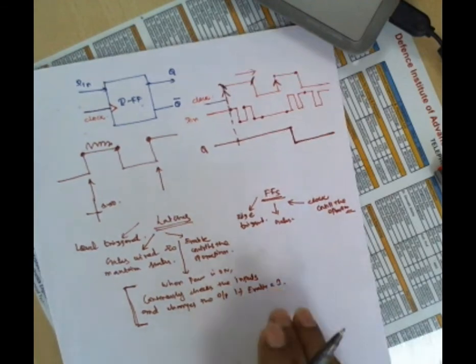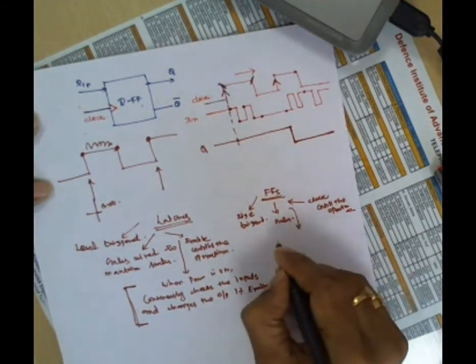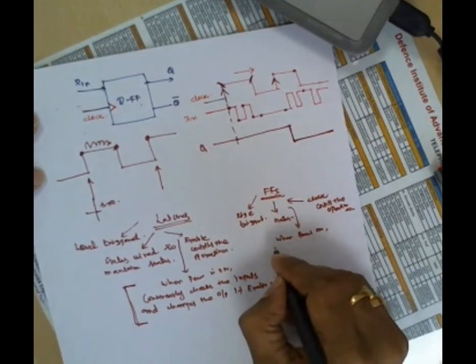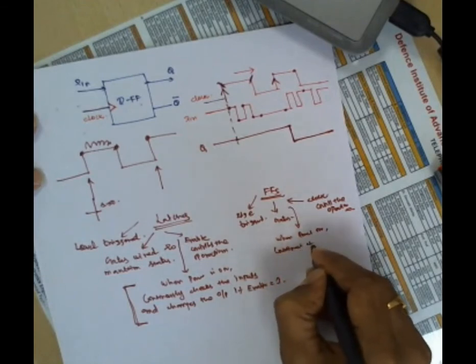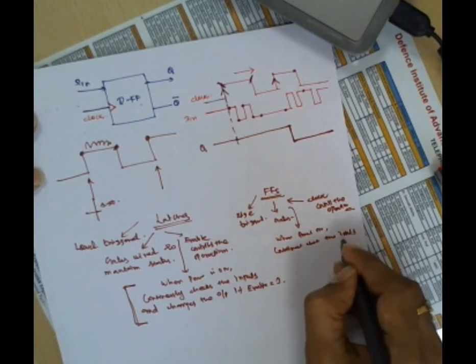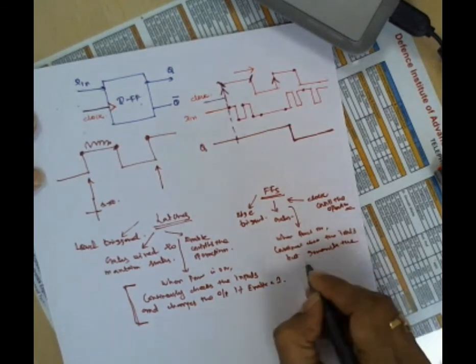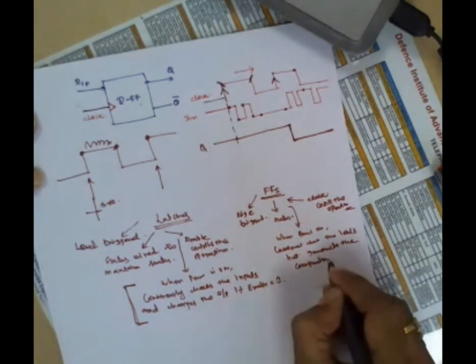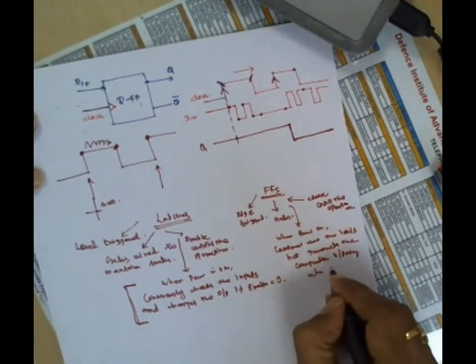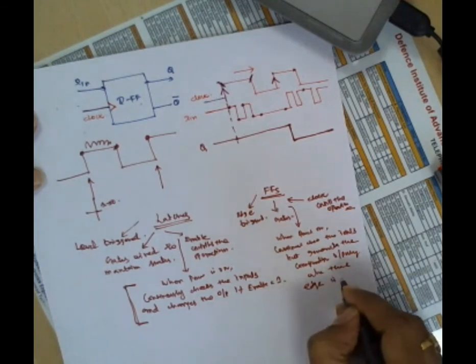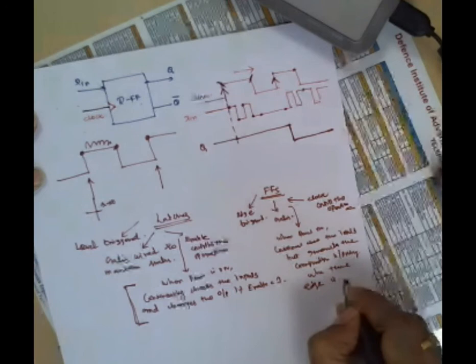Clock controls the operation, and when power is on, it continuously checks the input, but generates the corresponding output only when the edge is applied.